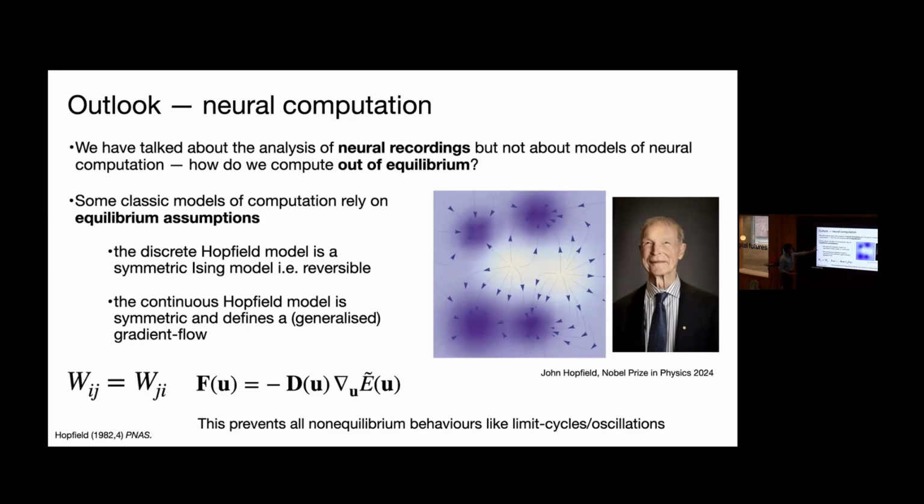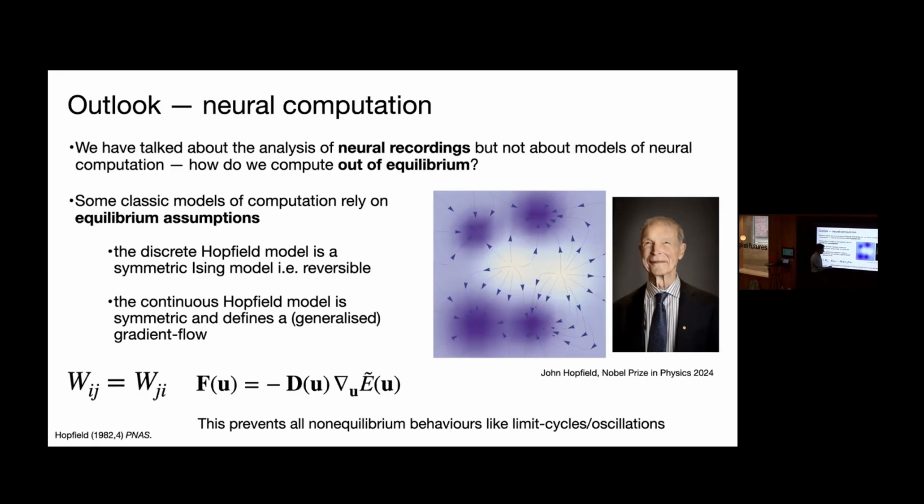Some of the classic models of computation rely on equilibrium assumptions. The discrete Hopfield model with stochastic dynamics is just a symmetric Ising model, and so it's reversible. The continuous Hopfield model is symmetric. It requires this symmetry of connectivities, and that means that it defines a gradient flow or a generalized gradient flow.